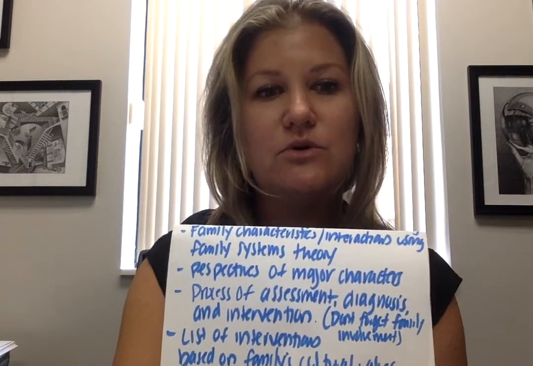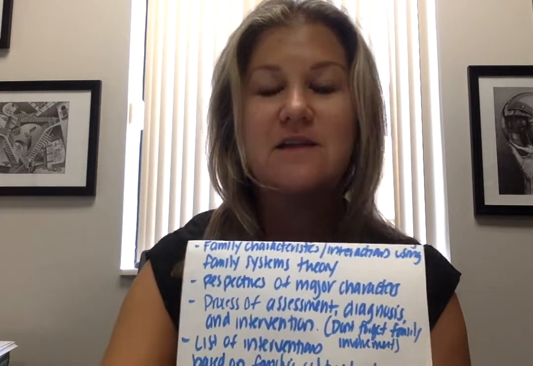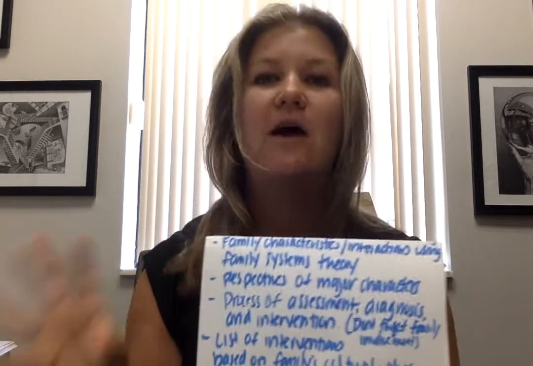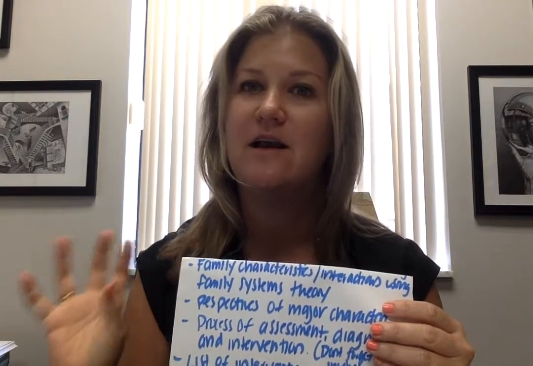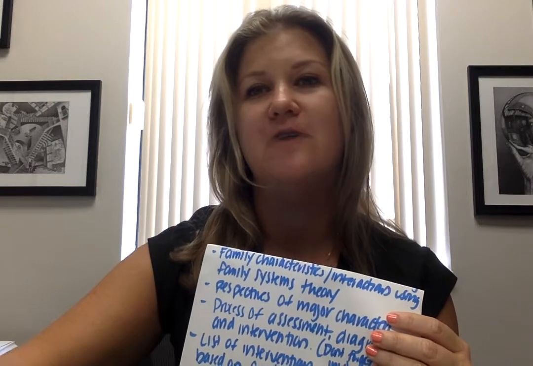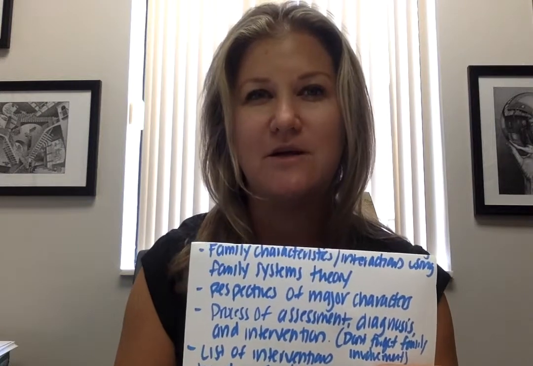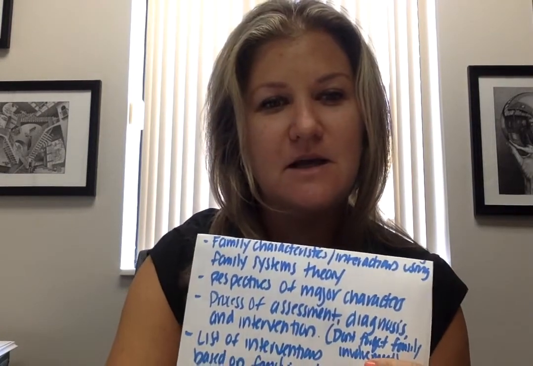Next, I want you to describe and analyze the process of assessment, diagnosis, and intervention, and make sure to include how the family was involved. So there's a very clear and highlighted process of identification, of assessment, of diagnosis, and then of interventions to help Melanie. So talk about this process and talk about how the family was involved in this process.